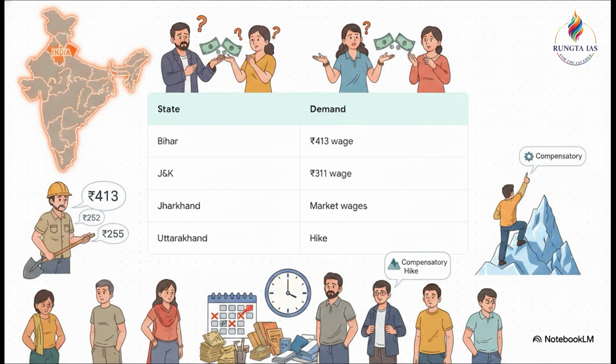Bihar is asking for an increase from 255 to 413 rupees. Jammu and Kashmir wants a hike from 272 to 311. Jharkhand and Punjab, they're demanding competitive market wages, while Uttarakhand is seeking a compensatory hike just because of its tough landscape. And crucially, almost all of these states are pointing out severe delays by the center in clearing wage and material bills. So lots of friction there.